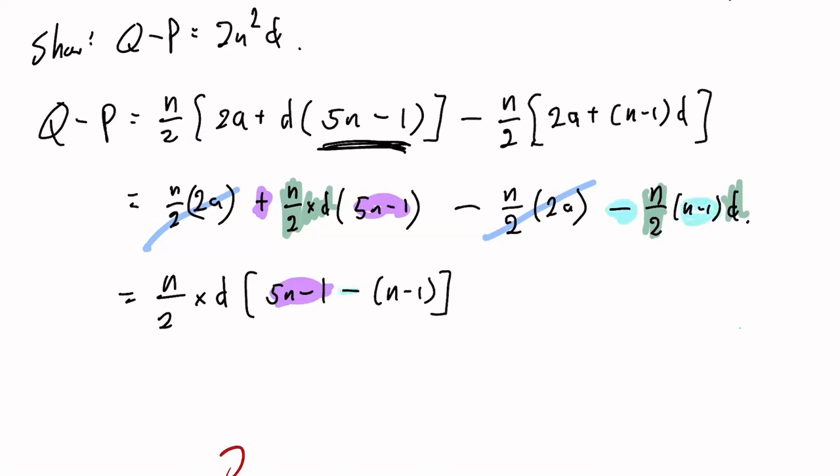Negative n minus 1, so negative n minus 1 in brackets. Clear? Good. Simplify: n over 2 times d. What's our n again? 2n squared times d. Even though we've got two variables here, n and d, it's perfectly fine.